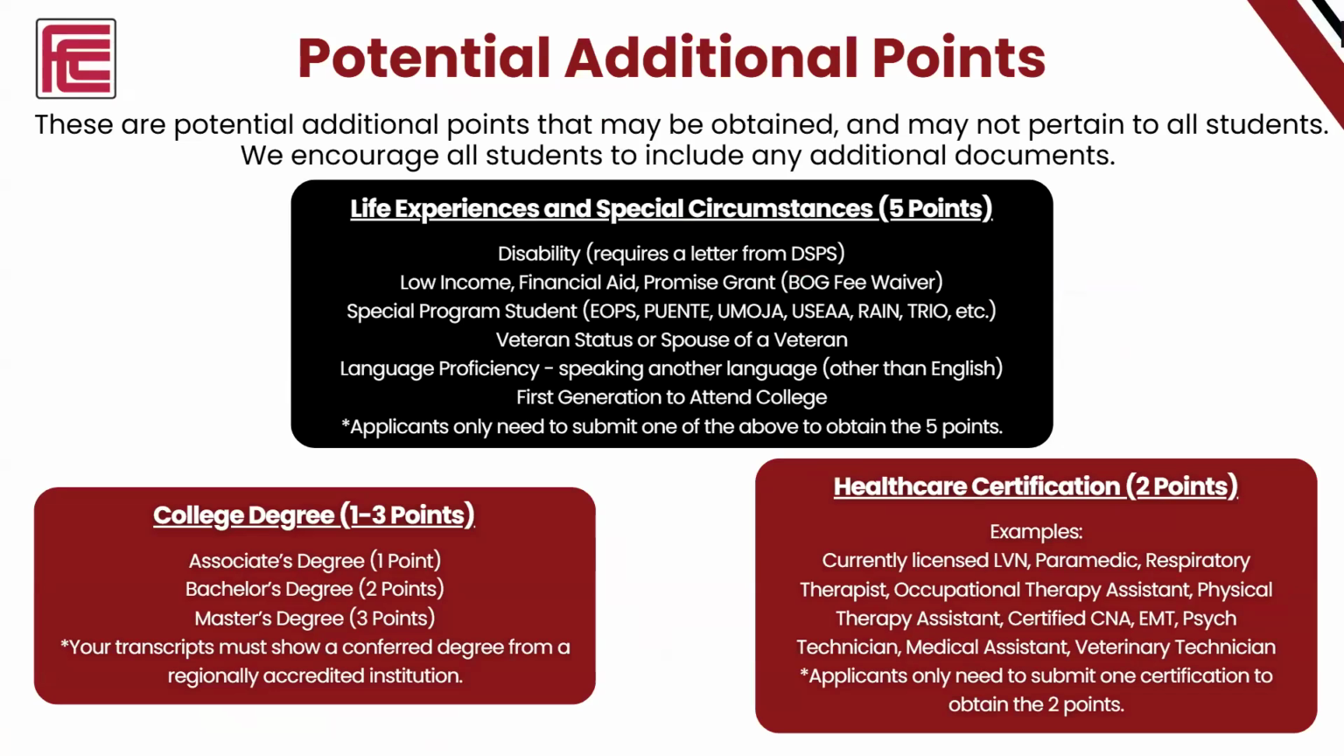Additional points, degrees, and certifications. You can earn up to 5 additional points for certain life experiences or special circumstances. Examples include documented disabilities, financial hardship, participation in equity-based programs like EOPS, Puente, Umoja, USEA, or TRIO, veteran or military status, language proficiency in a language other than English, or being a first-generation college student. These points recognize the diverse backgrounds and resilience of applicants who have overcome barriers while pursuing education.